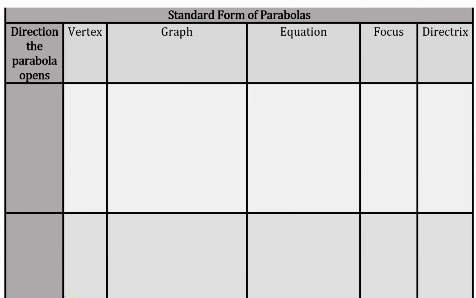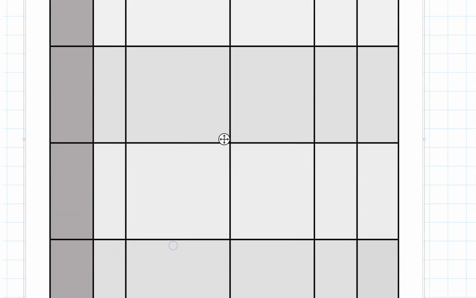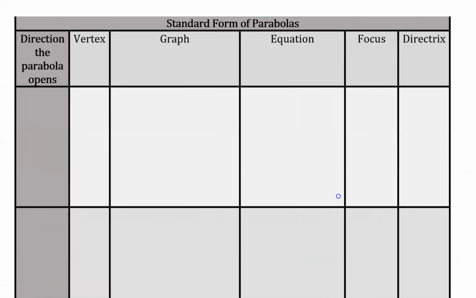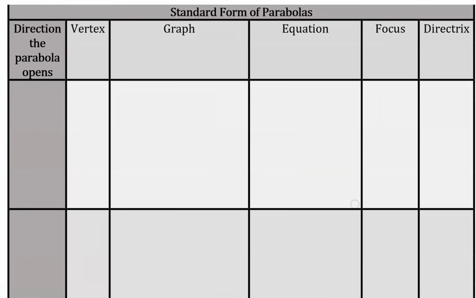So in this video, we are going to complete this table that's going to give us information about the vertex, graph, equation, focus, and directrix of a parabola, depending on the direction that the parabola opens. So this table has 4 different rows that we're going to fill out, and one of them will be for when the parabola opens up, another will be for when the parabola opens down, and then we'll also look at what happens when it opens to the right and the left.